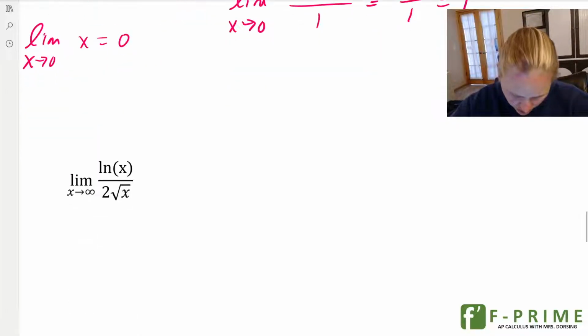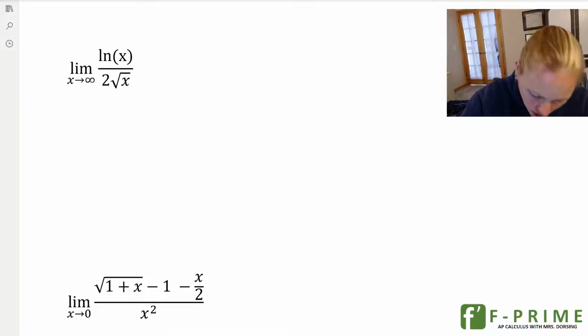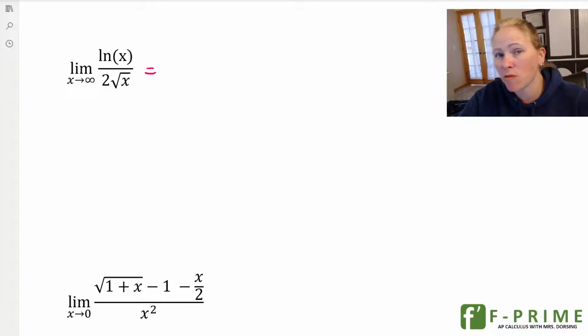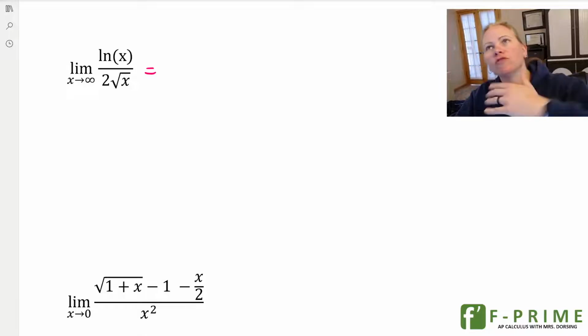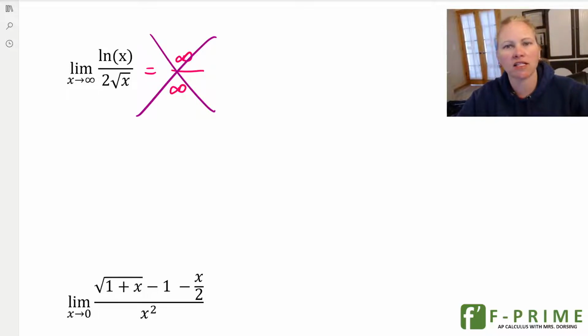Let's do another one. This time we're going to approach infinity. As I'm doing my limit, remember, we don't always know that it's going to be a L'Hopital problem, right? It could just be any limit. So when I plug this in, the natural log goes all the way to infinity. Oh, infinity over infinity. Oh no, I can't leave that on my paper. X it out. You cannot say equals infinity over infinity. Put an x through it.